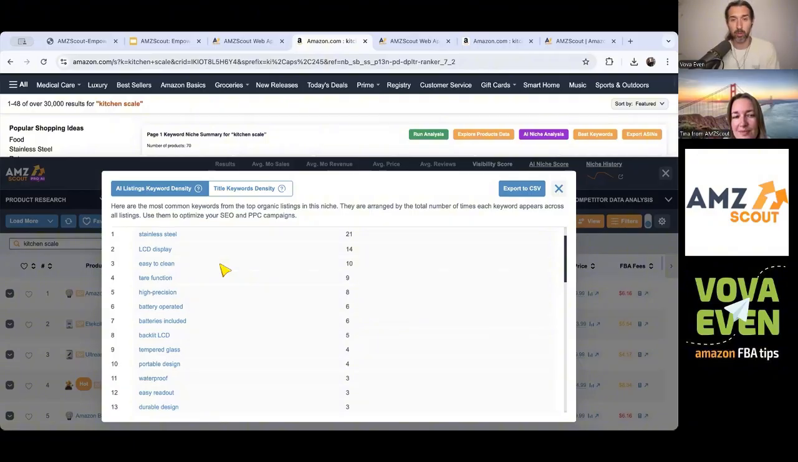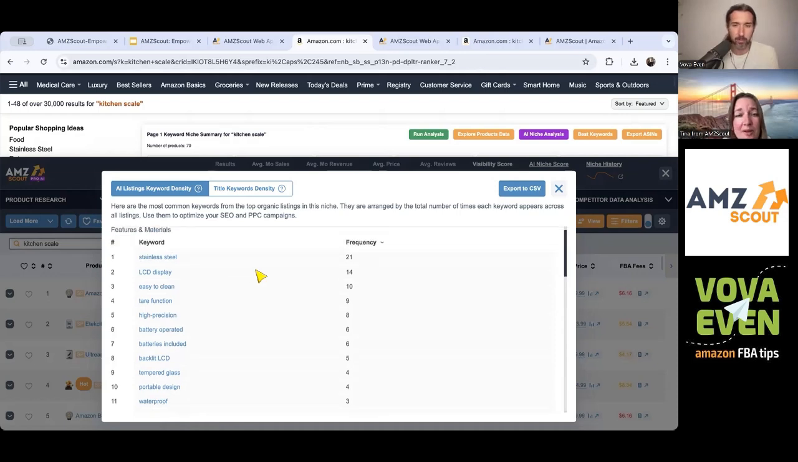So I think this is good for writing the listing, for making it sell better, but also maybe these are keywords that people are searching for. Maybe they're searching for kitchen scale with LCD display. I think people are totally looking for LCD display kitchen scale, and they type it in the search box. But I don't think they type easy to clean. They just expect it. So that's not a keyword for SEO in this particular case. But that's definitely a phrase you need to include in the listing. Easy to clean, high precision.